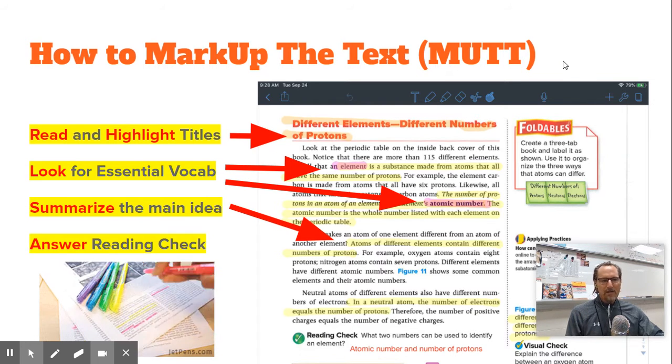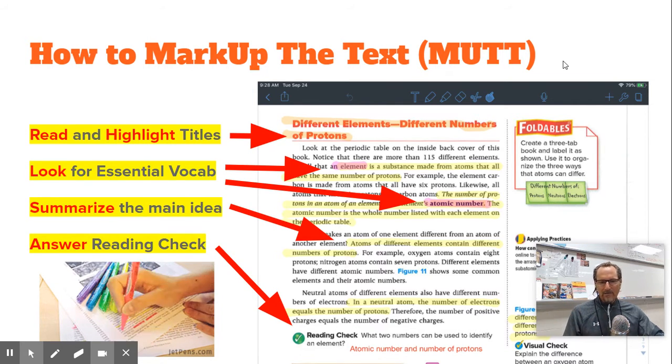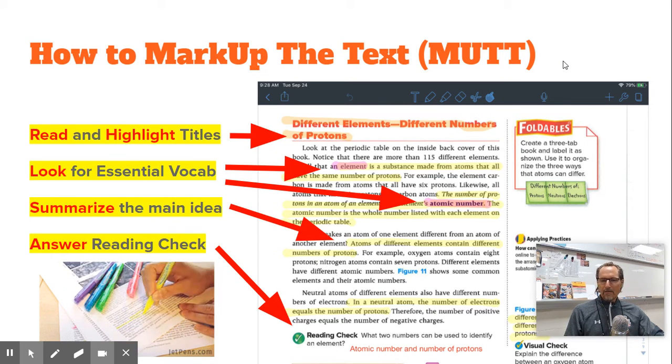And then I also want to make sure that I answer the key checks or the reading checks. They call them different things in different parts of the book, and it's kind of confusing. But if you see that green check mark or a reading check, read those and answer those, because that tells you that it is important. So the question is, what two numbers can be used to identify an element? And that would be the atomic number, which is the number of protons. So those two numbers, which are the same, can be used to identify what the element is, because that's the number at the top of that element tile within the periodic table of elements. And so we'll definitely get back to that.